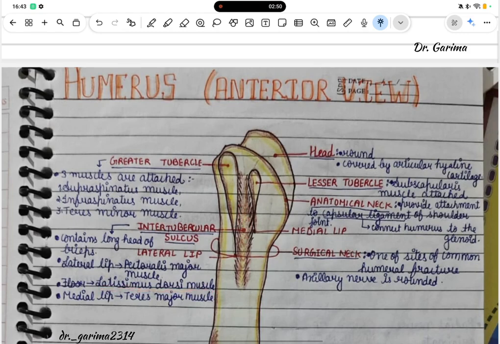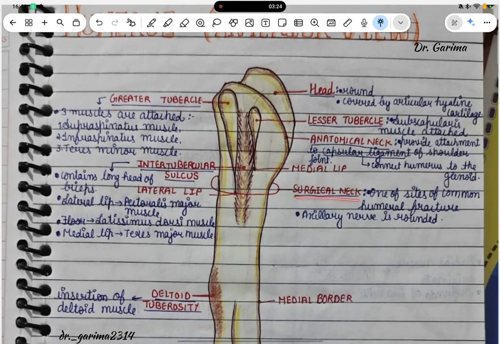Then forward to the anatomical neck and the surgical neck. Anatomical neck provides attachment to the capsular ligament of the shoulder joint. What is the capsular ligament? Capsular ligament connects the humerus to the glenoid cavity. Surgical neck. Surgical neck is the common site where the humeral fracture occurs, and the axillary nerve is wrapped around it.